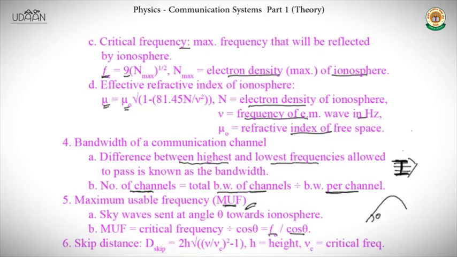What exactly is skip distance though? Skip distance is a property of this communication channel, and it is given by the formula twice h root over (nu by nu c) whole squared minus 1, where h is the height of the antenna and nu c is the critical frequency. So the wave goes into the ionosphere and comes back, and there will be a skip distance at the receiving antenna. You are supposed to remember this formula because questions come directly based on it.